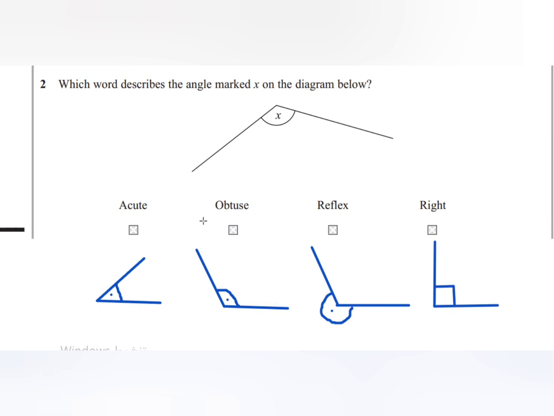So this is acute, this is obtuse, reflex, and right angle. Now, which one describes this angle? Very good. This one looks like this. So it's an obtuse angle. Very good. This is the idea of question 2. Now let's move on to the next question.